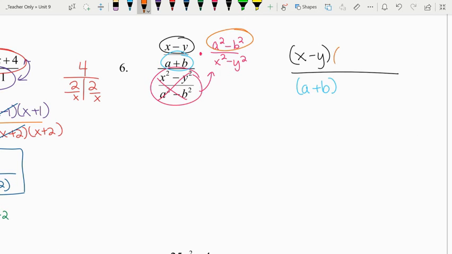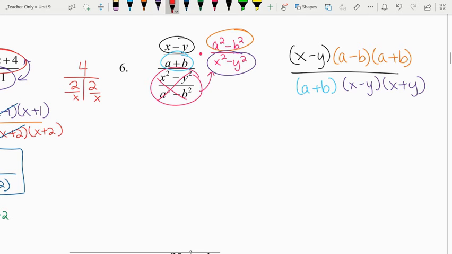Our numerator in the other one would be a minus b and a plus b because that's the difference of squares. And our denominator would be x minus y and x plus y because that's also the difference of squares. And at this point, we can see our x minus y's cancel and our a plus b's cancel. So we're left with a minus b over x plus y.